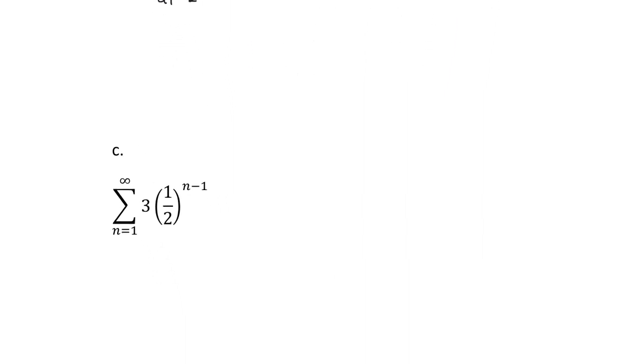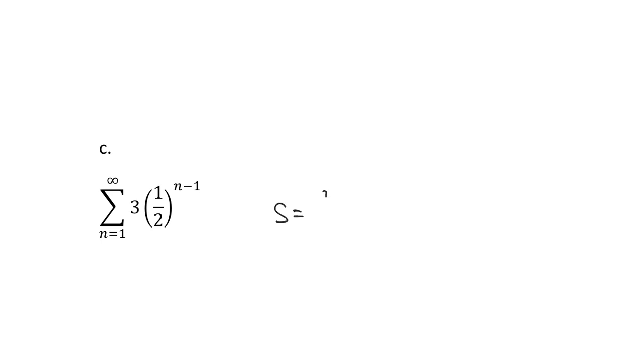Now part C is an infinite sum. So there are conditions that need to be met. First of all, to have an infinite sum, it needs to be geometric, and this is the nth term formula of a geometric series. And then the common ratio needs to be less than 1. 1/2 is less than 1. So the formula for an infinite sum of a geometric series will work.